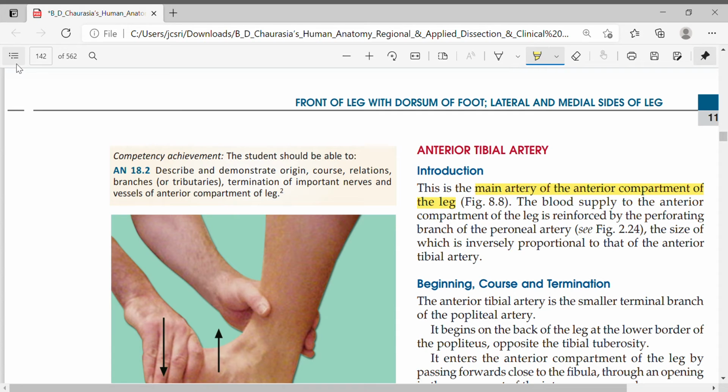Which artery is it from? It is from the peroneal artery. Peroneal artery divides into anterior tibial and posterior tibial artery. So the anterior tibial artery is a branch of peroneal. I'm sorry, it's a branch of the popliteal artery, not the peroneal artery. There isn't any peroneal artery; only the common peroneal artery. So it is a branch of the popliteal artery.